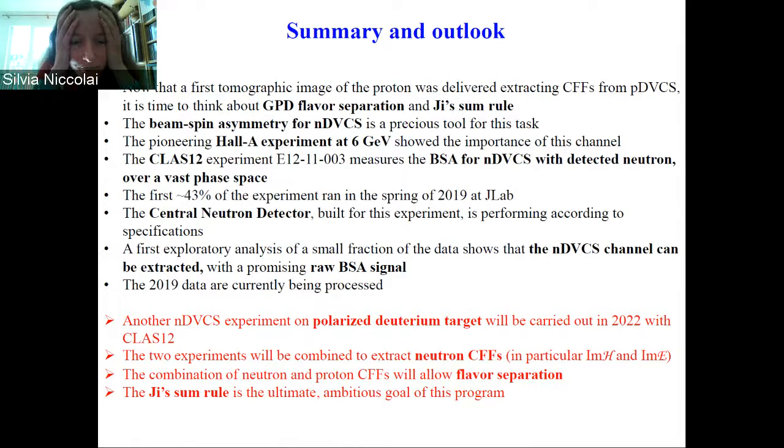And we have the polarized target experiment, and with the extraction of the neutron CFF that we'll obtain by combining the various observables, we can aim to flavor separation and the GSUM rule, which is the final goal of this program. I'm done. Thank you very much.